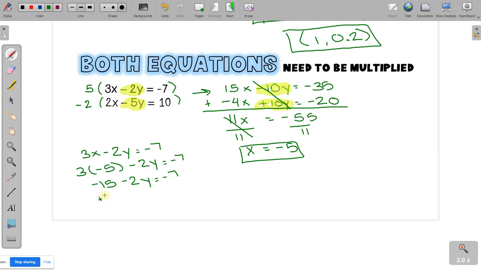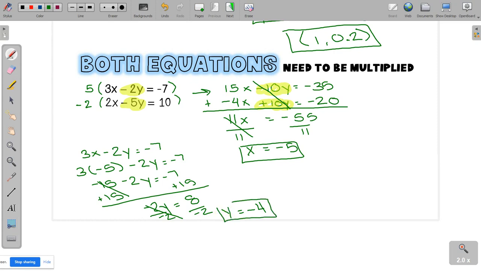Add 15 to both sides. That cancels out. Bring down -2y equaling -7 plus 15, which gives us a positive 8. Divide both sides by -2. That cancels out, so y is going to equal -4. Now we have our x and our y, so we write our coordinate, (-5, -4).